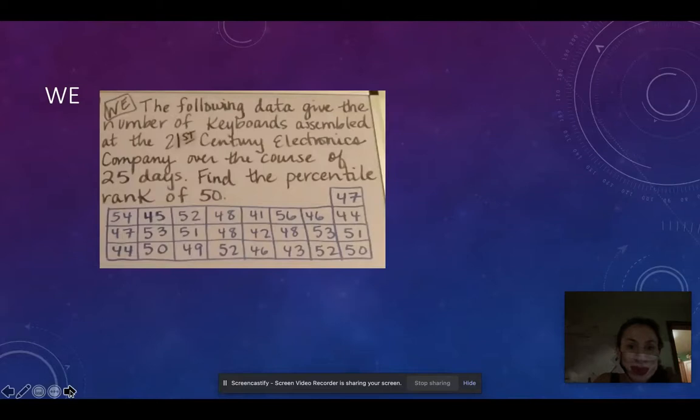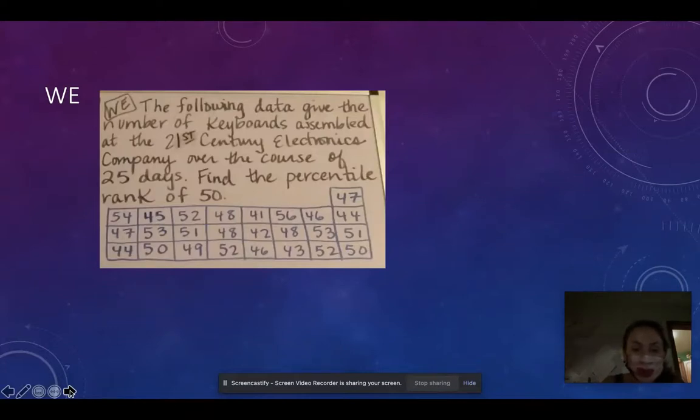The following data give the number of keyboards assembled by this particular company over the course of 25 days. So for example, on the first day they made 47, on the next day they made 54, on the third day they made 45, and so on. On the days that they made 50, what's the percentile for making 50 keyboards?